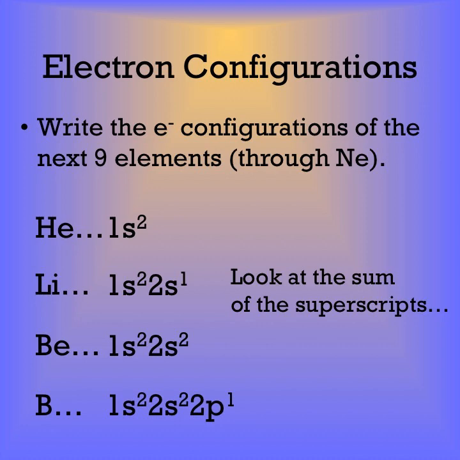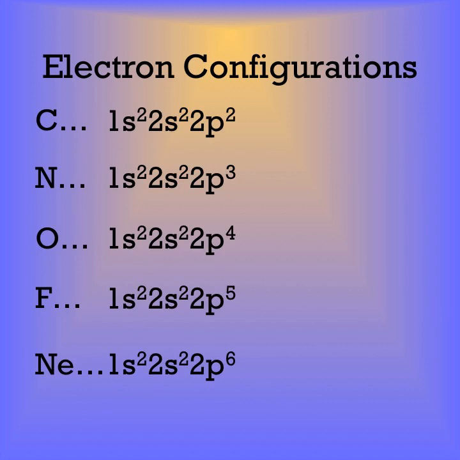1s2, 2s2, 2p6. And notice neon is a member of what's known as the noble gases. It is noble because it has the maximum number of electrons that it can have at that point in its second energy level, and that is 8. So take a look at the slide. Check your electron configurations. Make sure you're writing them properly. And then I'll go into what are known as shorthand electron configurations.